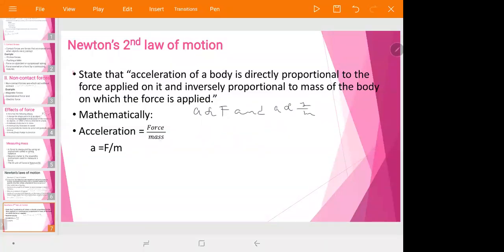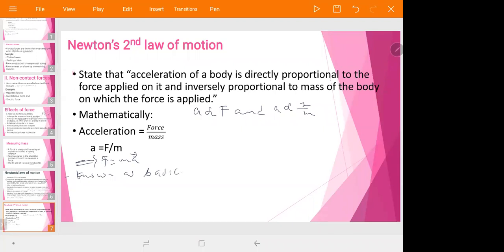From this, force is equal to mass times acceleration. Force is equal to mass times acceleration. So Newton's second law states that acceleration is directly proportional with force and inversely proportional with mass. And this law is known as the basic law or fundamental law.